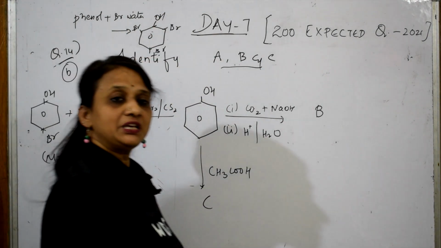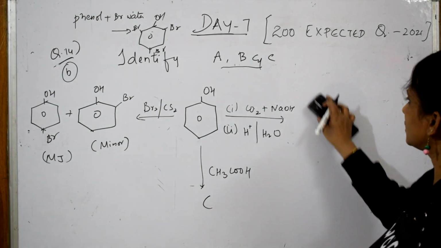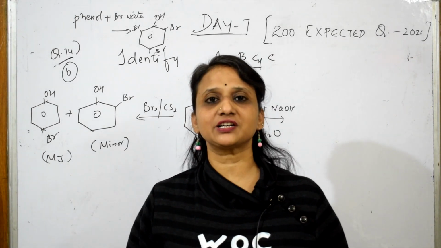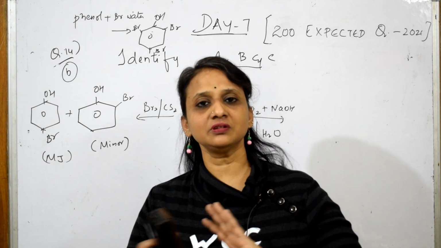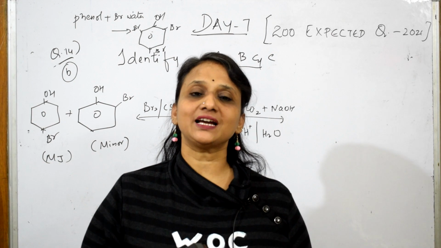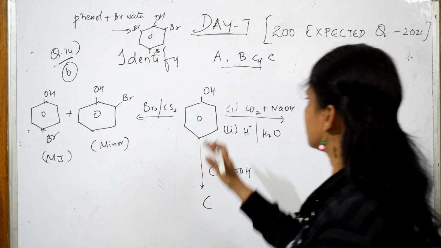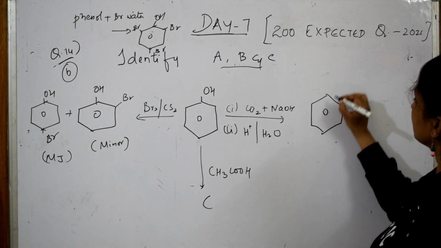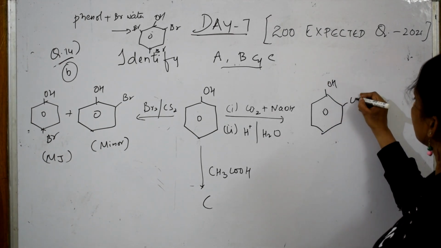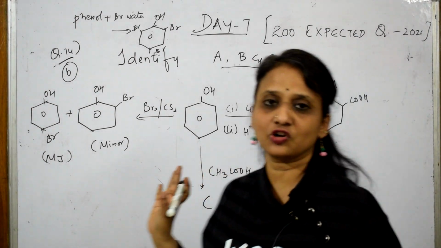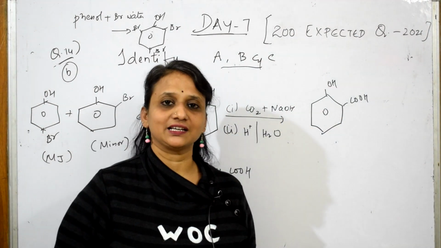Now when I take the B part, check here, what type of name reaction is this? Kolbe's reaction, correct? In the Reimer-Tiemann reaction, the final product is salicylaldehyde. In Kolbe's reaction, it is salicylic acid, simple. So when you see carbon dioxide and NaOH, you are going to prepare salicylic acid. That's all. This is your Kolbe's reaction.